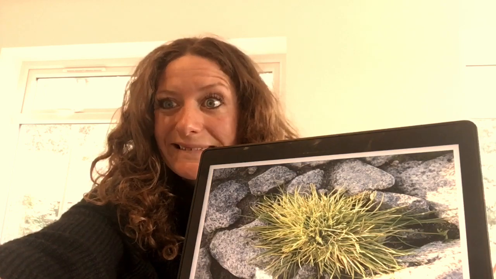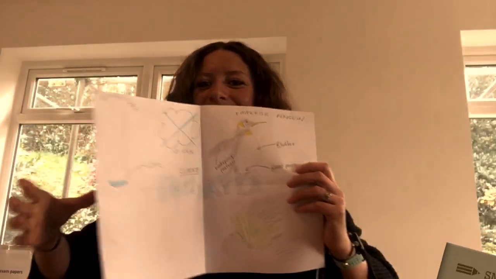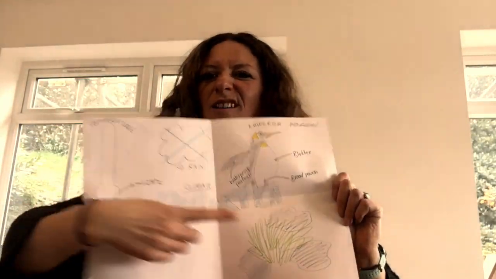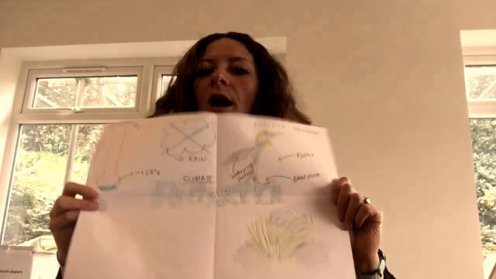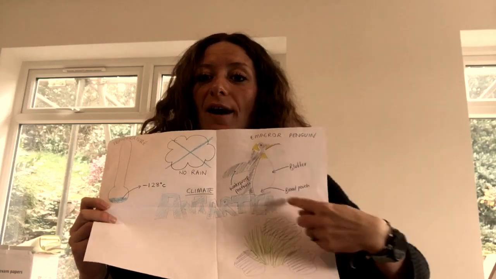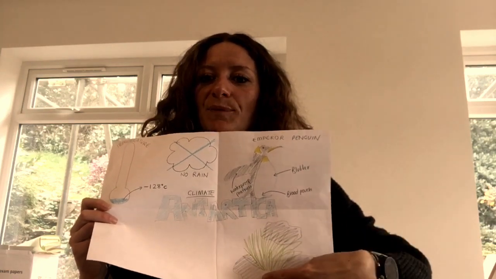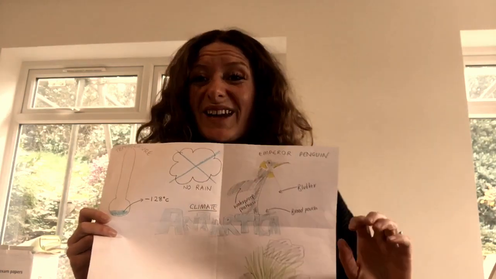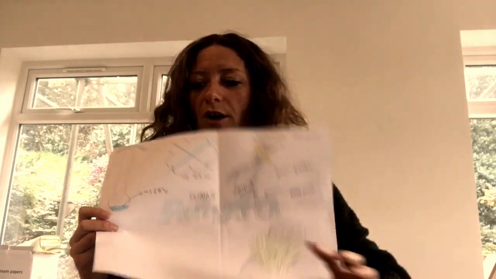Sorry, ignore me. Okay, so as you can see, I realise I've drawn it on the wrong part of the page, but never mind. We have got our rocks here, and then we have got our hairgrass that I've drawn here. Now, like with our other diagrams, we're going to add a label to it. So I'm going to turn the page over, and next to it, I'm going to write the word hairgrass.